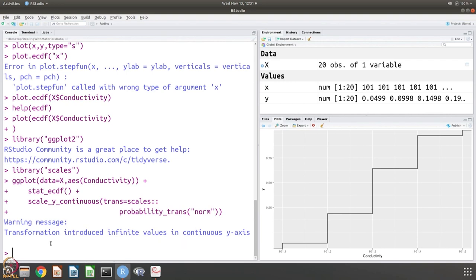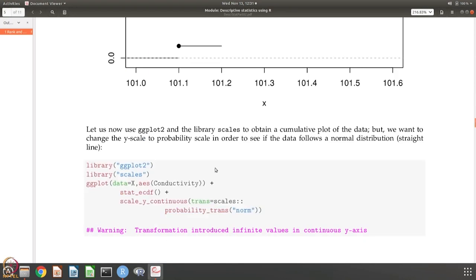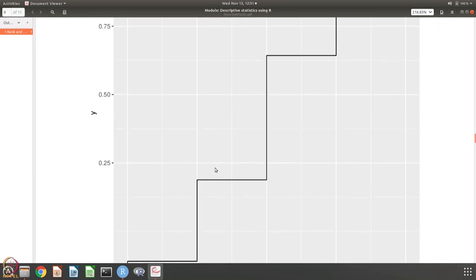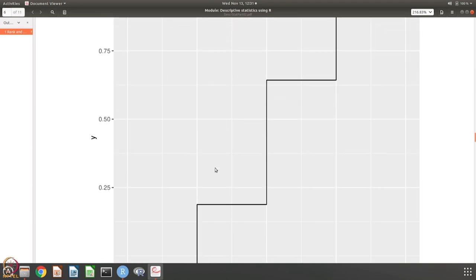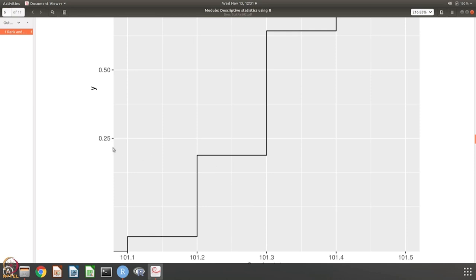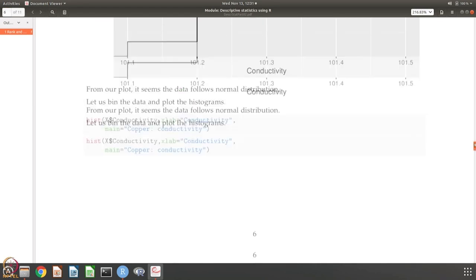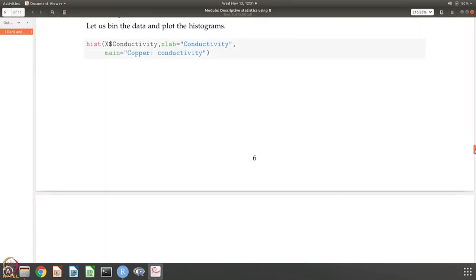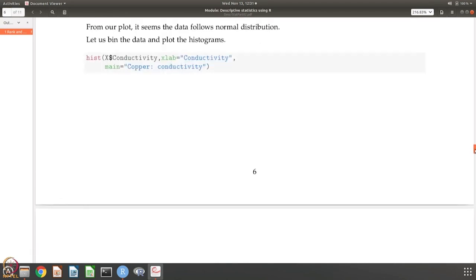The transformation introduces infinite values in the continuous y axis, but I do not think that is very important, but it is important to read and pay attention to them. In this case, this is not important. So as you can see, the scale is now slightly different, and so it basically tells you 25% of the data is here, 50% of the data is here, and 75% of the data is here, and 100% of the data is here. So it sort of gives you not just the data, but the distribution of the data.